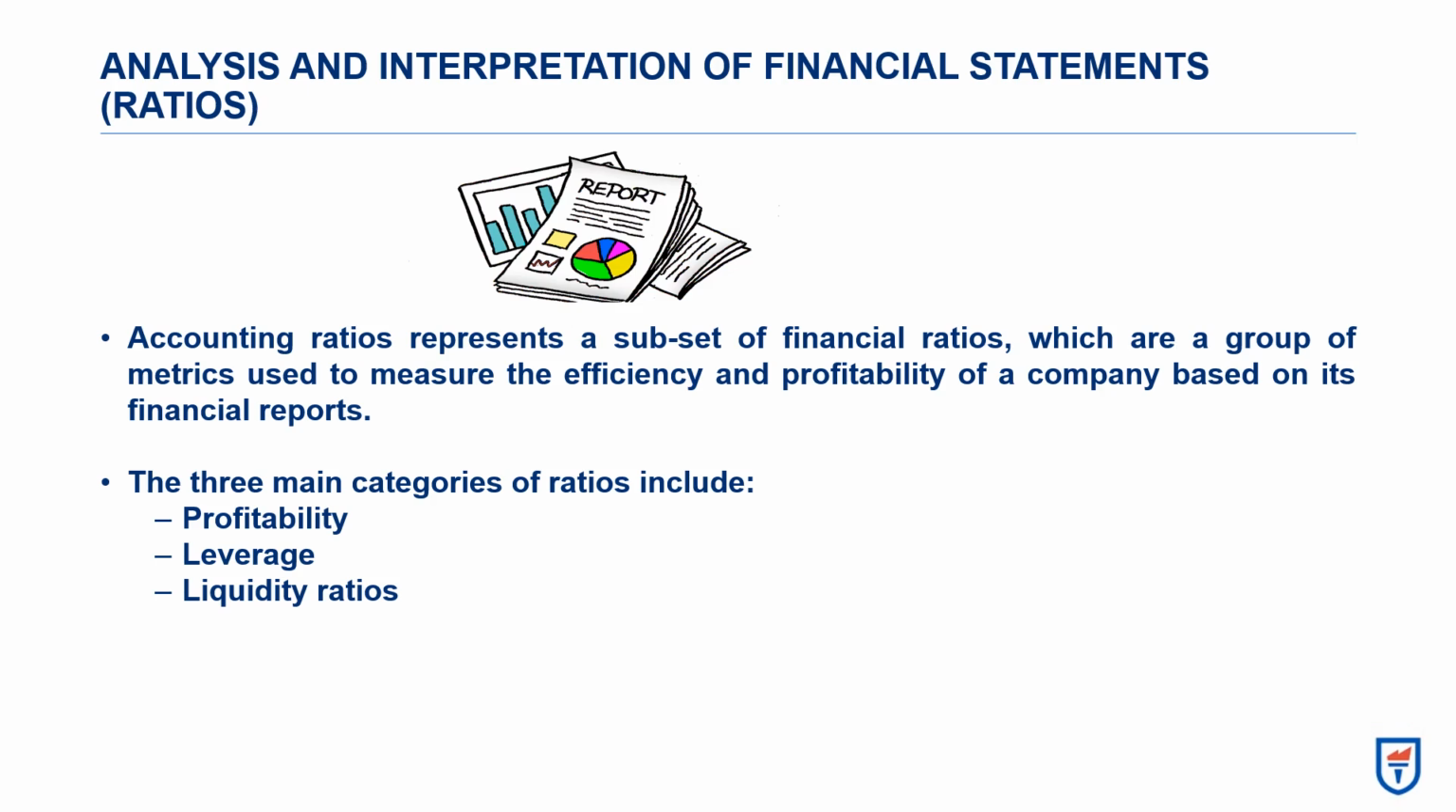So remember, we said the transaction starts from the source documents, from the source documents to the journals, from the journals to the ledgers, from the ledgers to the trial balance, and from the trial balance you are able to prepare the financial statements. And the final stage is where you are analyzing these financial statements in terms of ratios. That brings us to the end of our accounting cycle.